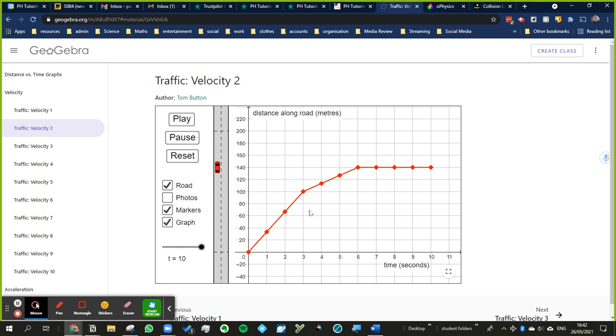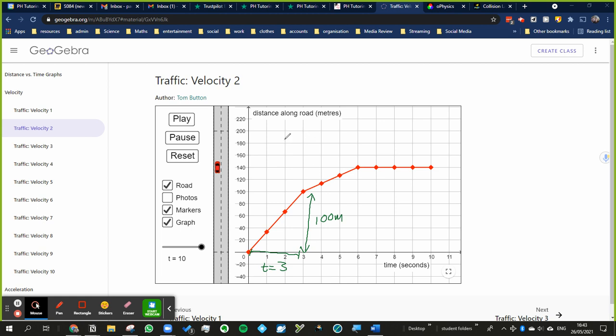Now what you can do with this as well is measure, so this is what they were talking about earlier on. This is distance, so you can measure the velocity by calculating the gradient. In other words, if I look at this first bit down here, from 0 to 3, the time was equal to 3 seconds, and he travelled a total of 100 meters over that period of time.